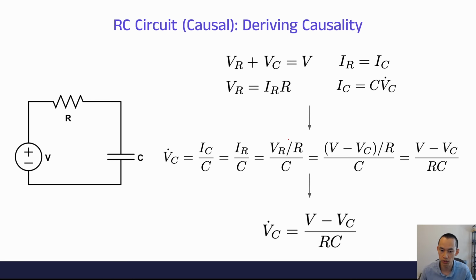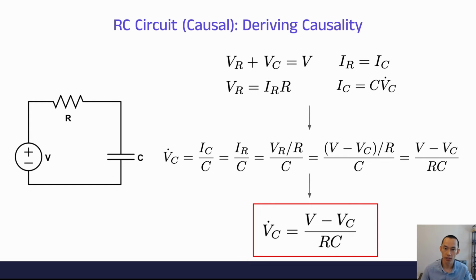Then we substitute in for V_R by solving this equation. We can see that V_R is equivalent to V minus V_C, which is the substitution we see here, and of course, we end up with this equation. Then all we do is move the R to the denominator, and we end up with this equation: V minus V_C over RC is equivalent to V_C dot, which is the equation right here.